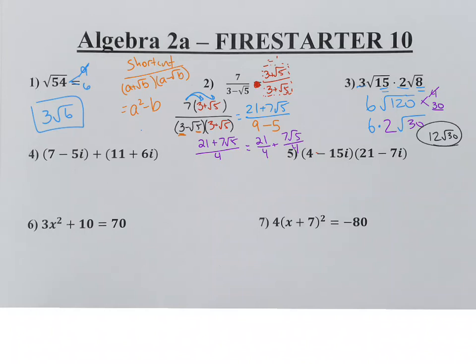Four is not a FOIL problem because of the plus sign. So all I do is I put real friends with real friends, 7 and 11. Imaginary friends with imaginary friends, plus i. Done.